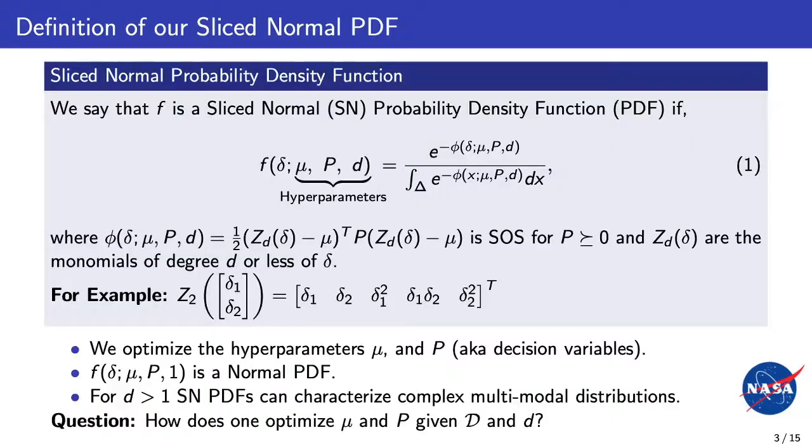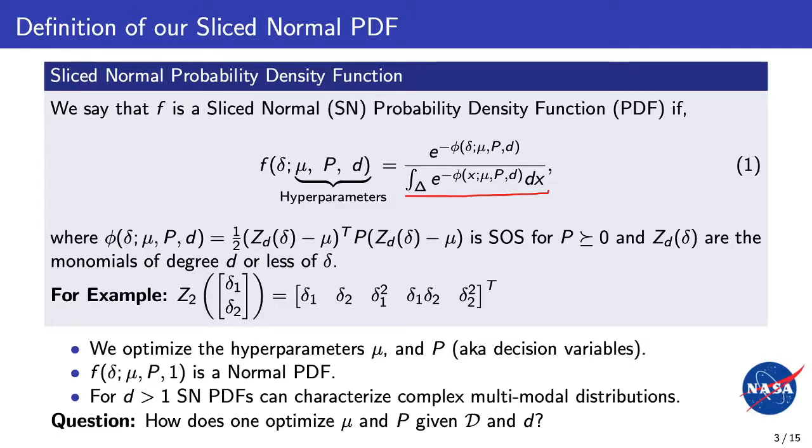The definition of a sliced normal PDF is that it is an exponential function of a sum of squares polynomial, phi, that has been normalized, as can be seen in equation 1. The sum of squares polynomial phi is determined by the hyperparameters mu and p, and is of degree d, where the user selects the degree of the polynomial. If the user selects a degree equal to 1, then f is just a normal PDF. However, for all degrees d greater than 1, sliced normal PDFs can characterize complex multimodal distributions that can characterize data such as those shown in the previous slide.